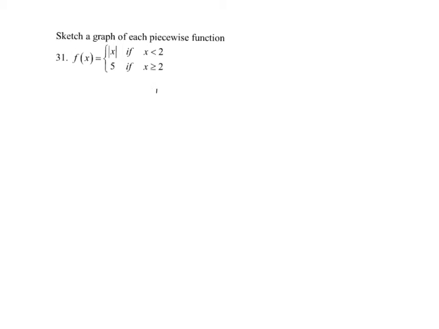For this one, I'm using the absolute value function when x is less than 2. So here's my dividing line. There's only one dividing line here. When x is less than 2, I'm supposed to be using the absolute value graph. Well, the absolute value graph is just that V that's centered at the origin. So my vertex is there, then I go up 1, left 1, up 1, left 1, and then this is where I'm actually supposed to be graphing.